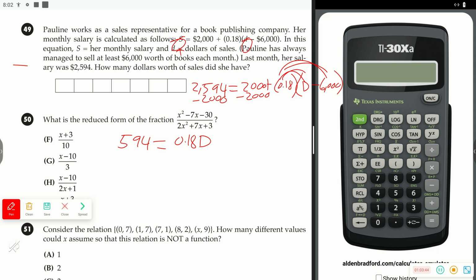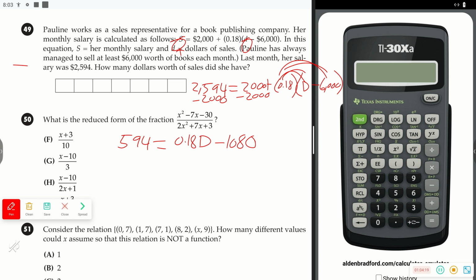Well, I did it a little bit differently before, but this will still work. Let me just grab a calculator real quick, because if I use this calculator, it's not going to work. So I have to do 0.18 times negative 6,000. So that equals negative 1080.